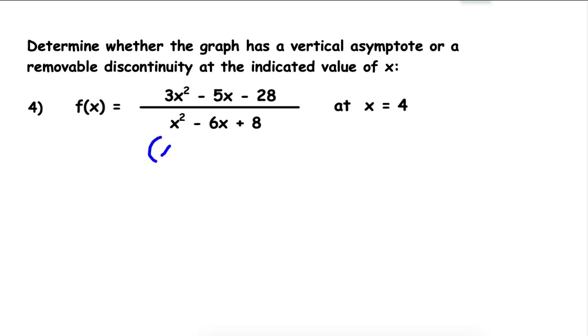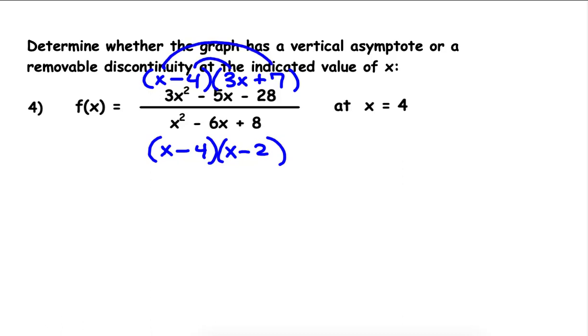And sure enough, this does factor into x minus 4, x minus 2 down in the denominator. Wonder if x minus 4 is going to work up top as well. I'm going to take a shot at it. This other parentheses would have to be a 3x. I'll need a 7 to get the 28. It'll have to be a plus 7. Let's make sure the middle steps work. I get plus 7x minus 12x. Yeah, that works. So that's some quick factoring without needing the diamond method steps.